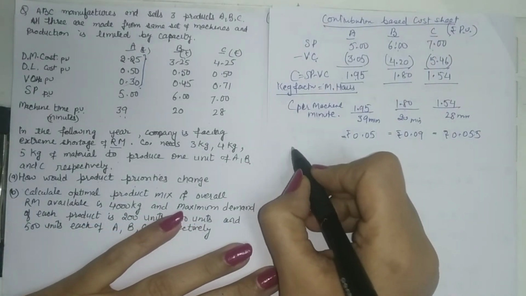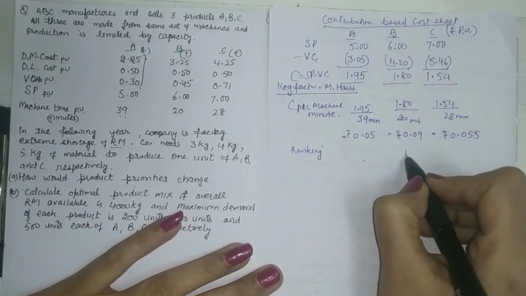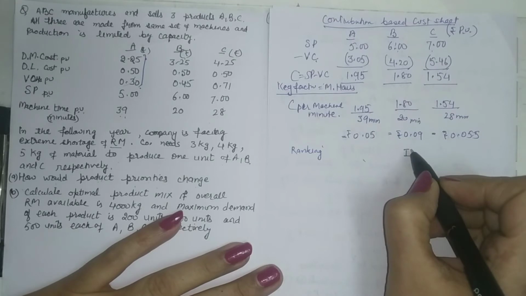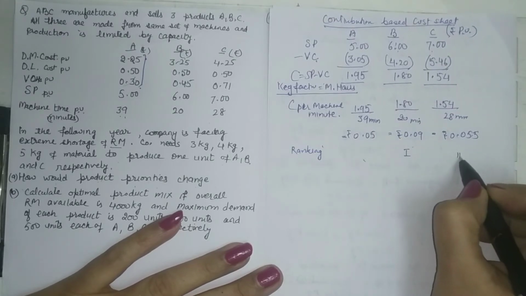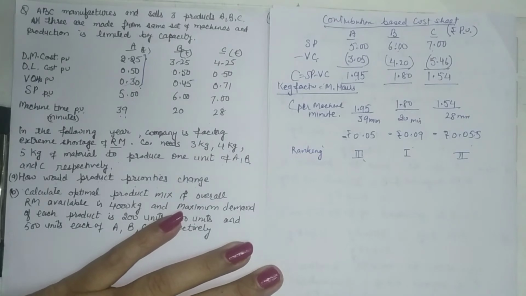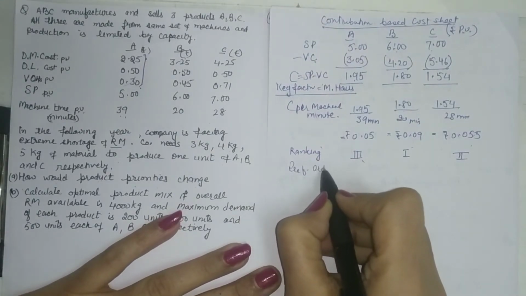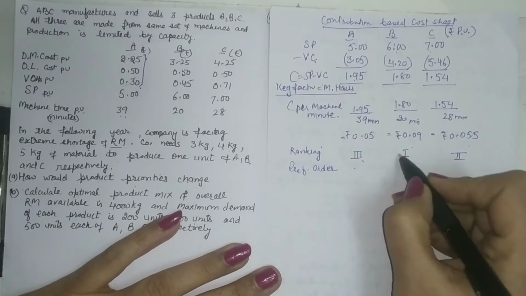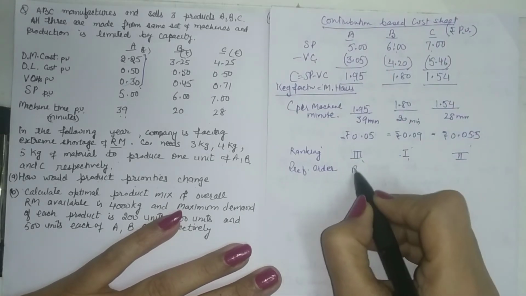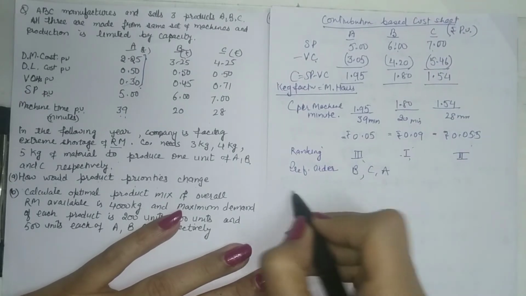Which means our ranking is now: B will be given first rank because it is giving us maximum contribution, then C and then finally A. That is, our preference order is going to be first B, then C, and then A.